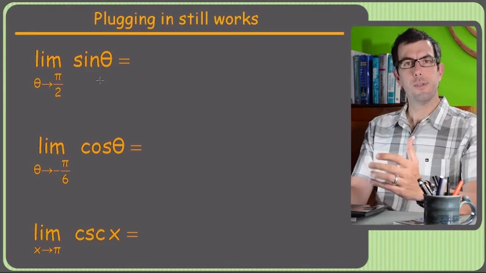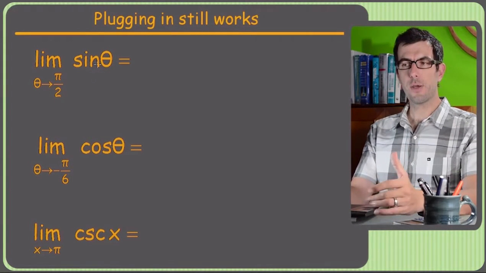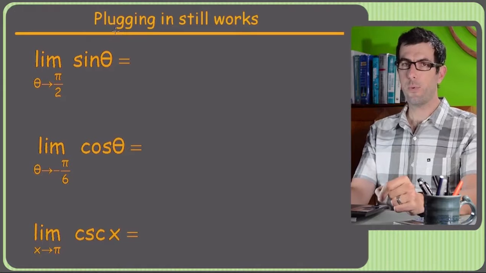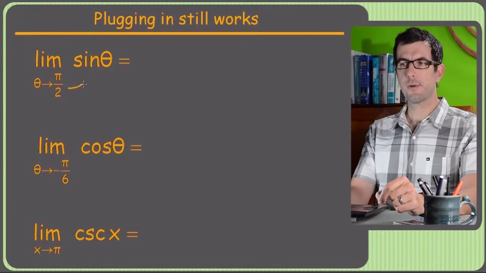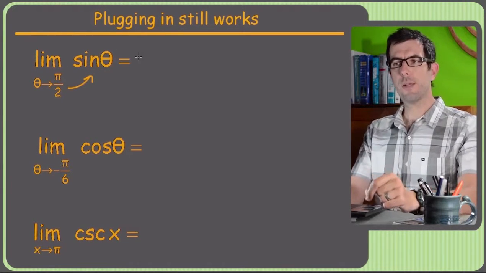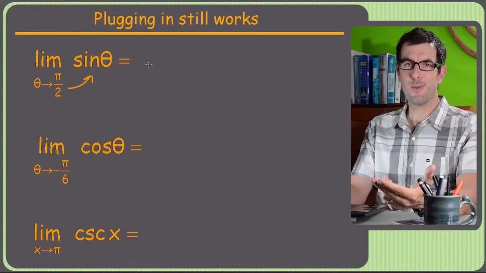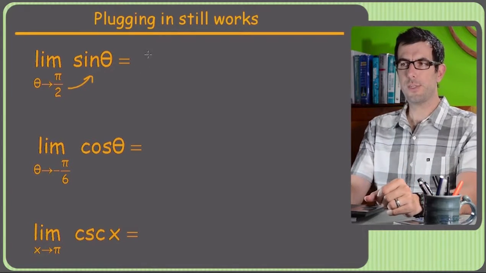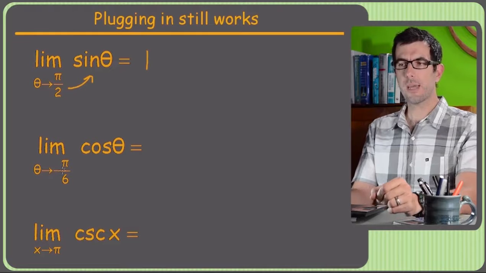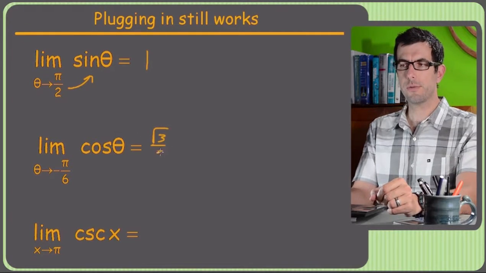All right, so first things first, whenever you see a sine or cosine in a limit, plugging in still works. It's a great way to start a problem. So right away, just plug in. Now again, you'd have to know the unit circle, but the sine of pi over 2 is 1. The cosine of negative pi over 6 is square root of 3 over 2.